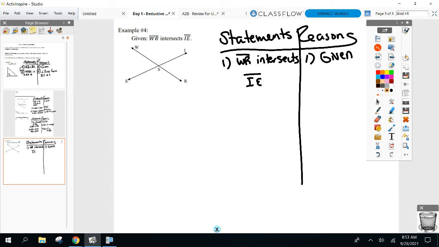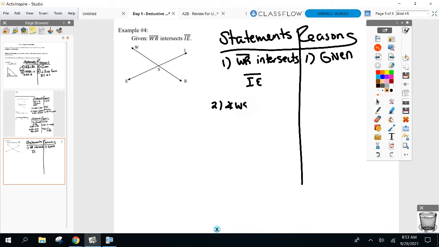I didn't give you much other than those two intersecting lines. Anything here you want to start out with? Because there's a couple ways I want to go here. What do you got, Rick? WSI is equal to ESR. I like it. I like that first start right there.